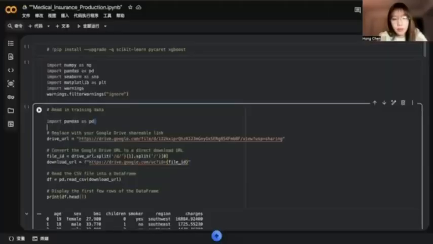Hi everyone, in this video we will walk through how we built and evaluated our regression model for the medical insurance costs dataset. We will follow the order of our notebook and focus on two main questions: what we did to improve the performance of our regressor, and how we assessed whether the model was well fit.